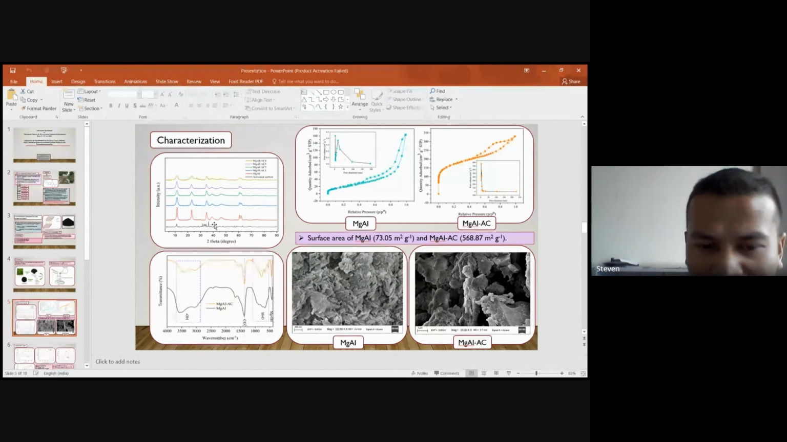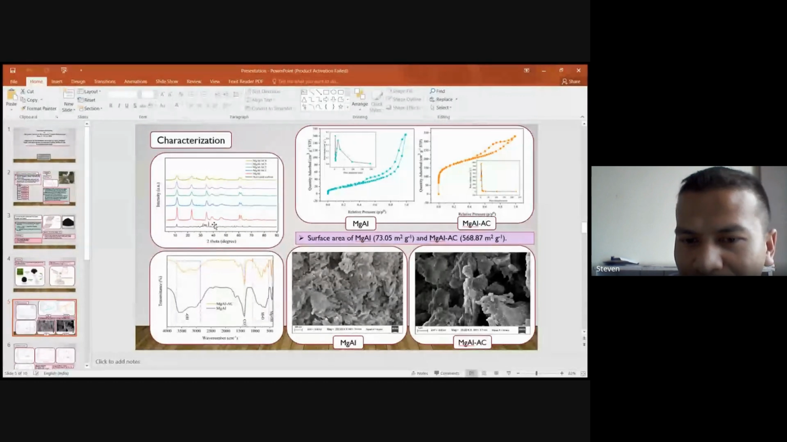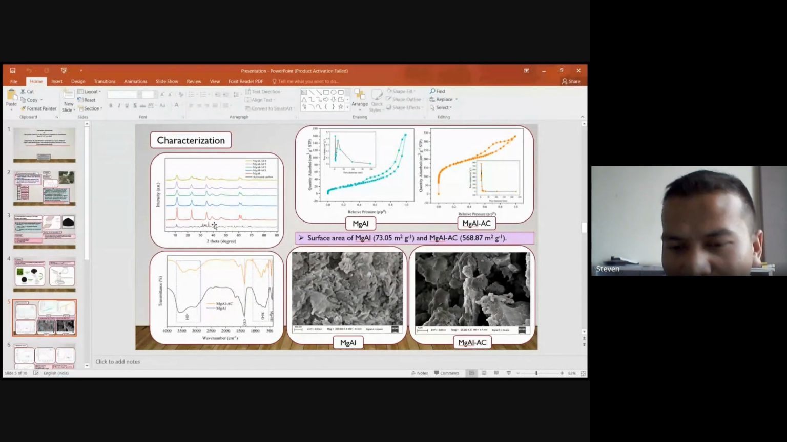Now, the FTIR tells us about the functional groups. We see a hydroxyl group, which could be due to the water in the interlayer. We have carbonate also, which could be the anion present in the interlayer. And then we have the metal-oxygen bond, which can be magnesium-oxygen or magnesium-aluminum, and the magnesium hydroxide stretching.